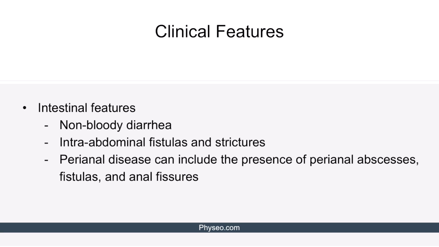We'll discuss the clinical features of Crohn's disease by talking about the intestinal features, followed by the extra-intestinal features and complications. One main presenting feature is non-bloody diarrhea. This, in fact, distinguishes it from ulcerative colitis. The inflammation can also lead to the formation of intra-abdominal fistulas and strictures. Another presenting feature is perianal disease, which can include perianal abscesses, fistulas, and anal fissures. It's important to remember that fistulas are a common feature of Crohn's disease as opposed to ulcerative colitis.